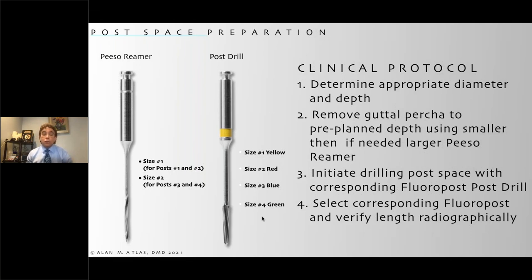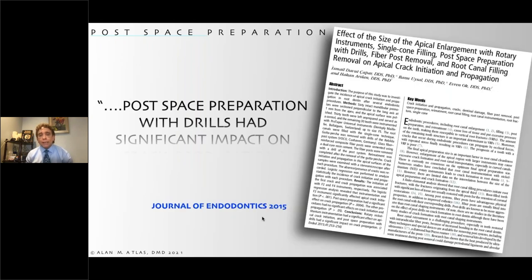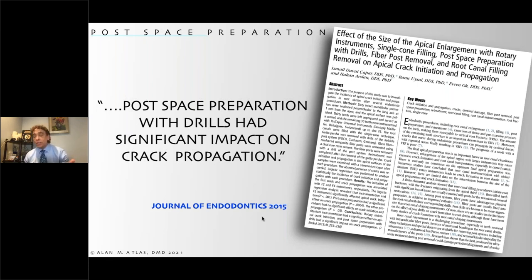So we want to understand that this procedure is necessary, but is there a better way around it? Well, I can tell you that when you look at using post drills, we see that post-space preparation with these drills can create crack propagation. So we know it is weakening the tooth. It makes sense. We're putting much more stress on the canal when we're taking a post drill, especially widening it with the post drill. So we have to think about, is that contributory to failure? It absolutely is. So we have to think about, maybe we need to do less post drill space preparation.